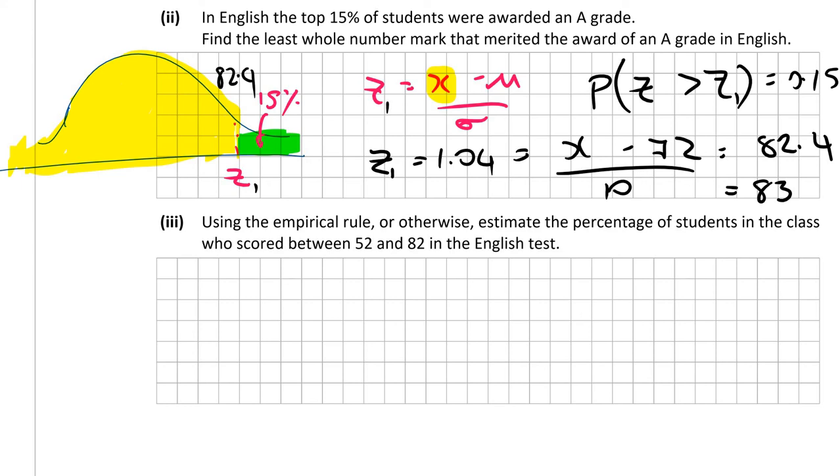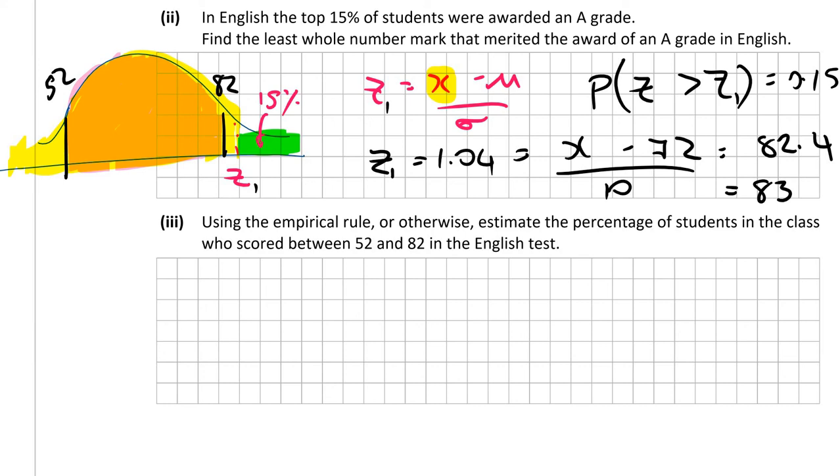Using the empirical rule or otherwise, estimate the percentage of students in the class who score between 52 and 82 in the English test. This is 82 and this is 52. We're looking at the percentage of students that are in between those two scores. You can use the empirical rule because that means that 68% of the people score within one standard deviation, etc. So you can actually try to work that one out. The easy thing, I think, is just to convert both to z-scores.